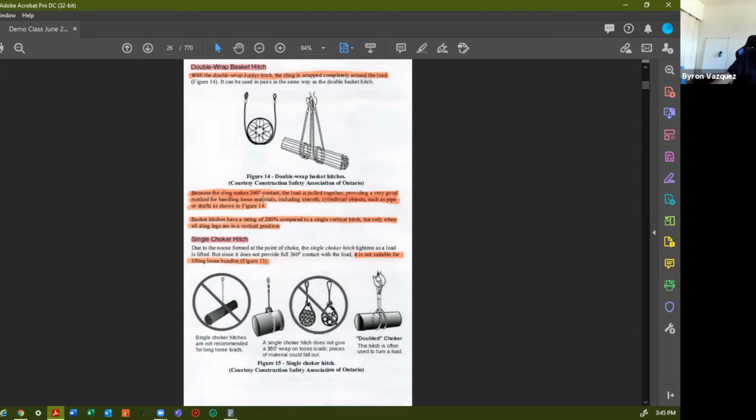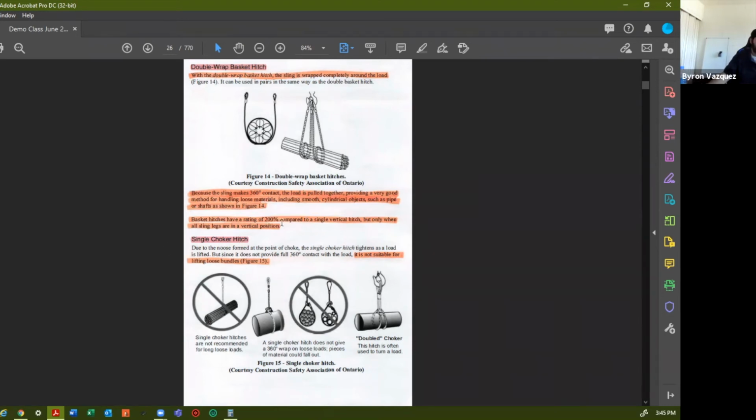Because the sling makes 360-degree contact, the load is pulled together, providing a very good method for handling loose material, including smooth cylindrical objects such as pipe or shafts, as shown in figure 14. So it's a self-tightening configuration. As they go up with the crane and lift those loose pieces of pipe, it in fact gets tighter and tighter for increased stability. And so there is no way that this stuff can slip out. So it's a good idea to use that, especially for pipe.